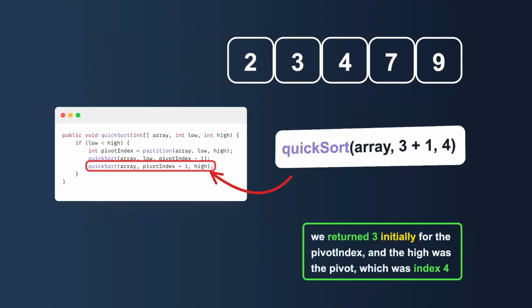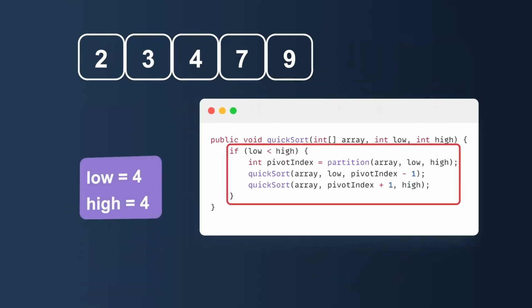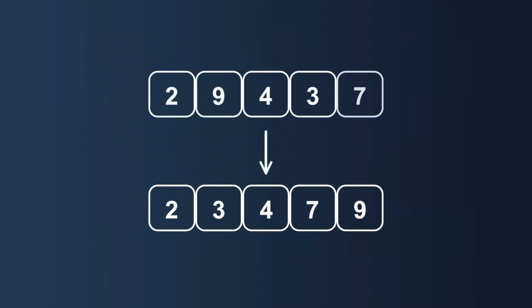And we go back up the activation stack one more time, where initially we returned 3 for the pivot index and the high was 4, which means we call the second quicksort passing an array, the pivot index plus 1, which is 3 plus 1, and the high of 4. We check if the low is less than high. Well, 4 is not less than 4, and we can't go up the stack anymore, so we are done with the recursive calls and have a complete quicksort algorithm.